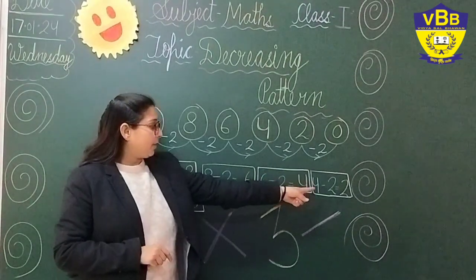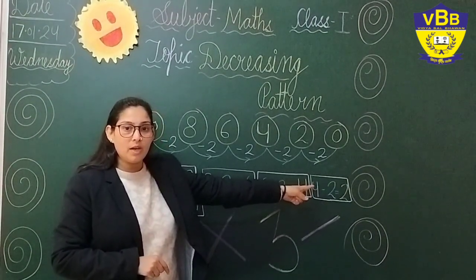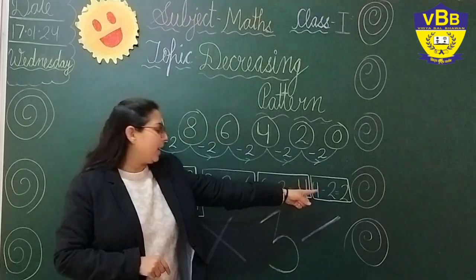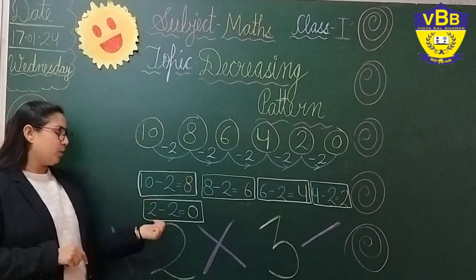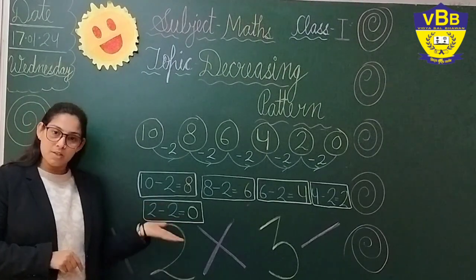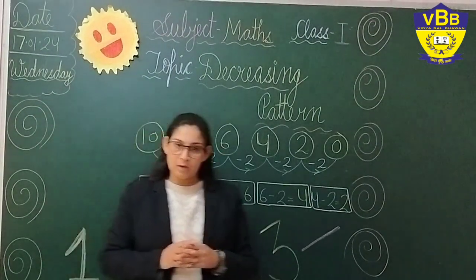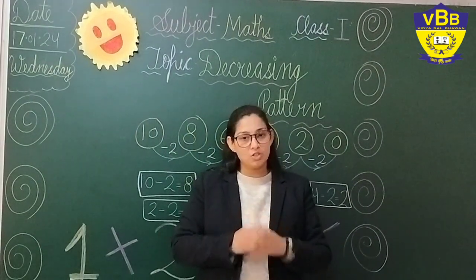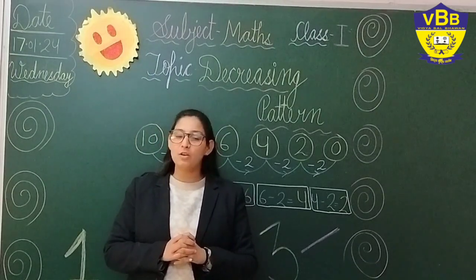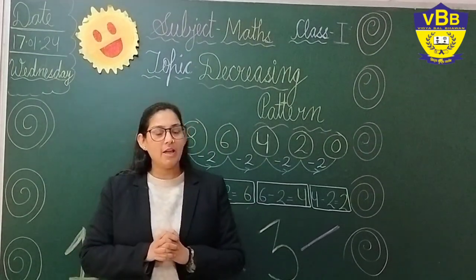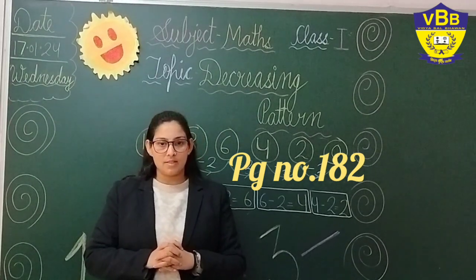When we subtract 2 from 4, which number do you get? Yes, you will get 2. And when you subtract 2 from 2, the number is 0. It means every time we are taking a backward jump. Every time we do the decreasing pattern, don't forget we have to take a backward jump. Now move on to the book exercise.